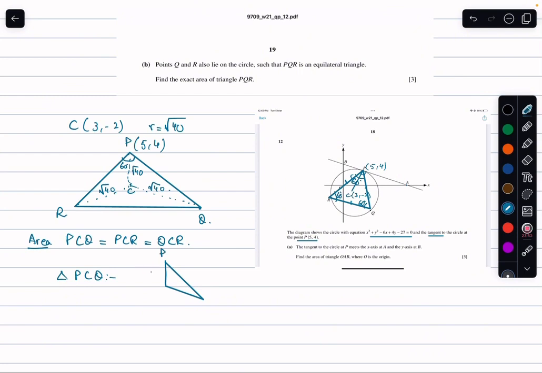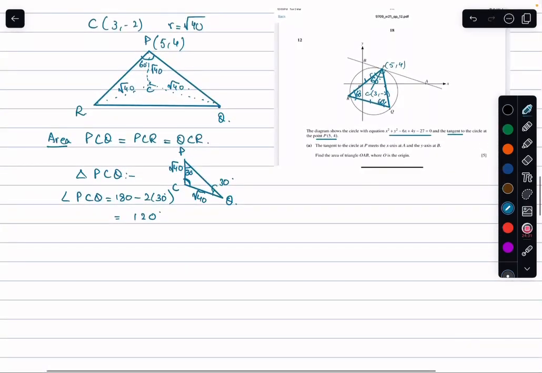So for PCQ, I'm getting this area with P. This was the radius under root 40. Q lies on the circumference. So from the center, the radius is again going to be under root 40. We have this as point C. Now, this angle can be 30 degrees here, and this angle again can be 30 degrees here, meaning at the center, angle PCQ will be equal to 180 minus twice of 30 degrees, meaning this angle at center shall be equal to 120 degrees here.